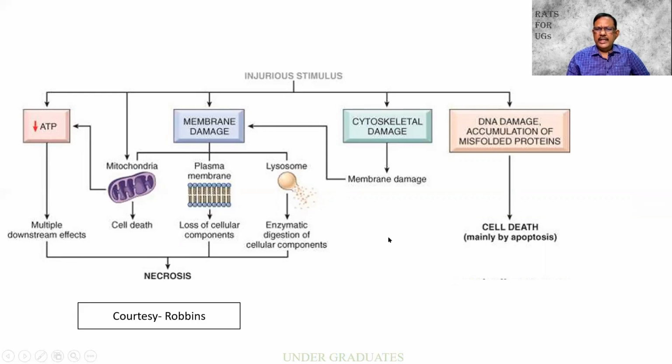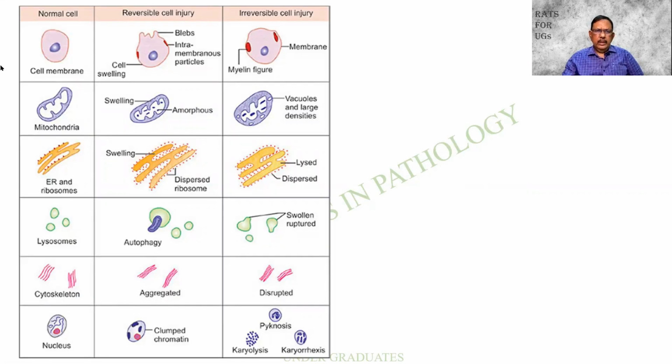And what are all the changes that can occur because of these? Ultimately, there will be cell death. It can be either necrosis or apoptosis. Courtesy, Robbins. Look at this one. These are the series of changes you can see in the cell. This is the cell membrane, mitochondria, endoplasmic reticulum with ribosomes, lysosomes, cytoskeleton, actin and myosin filaments, then the nucleus. These are all the structures.